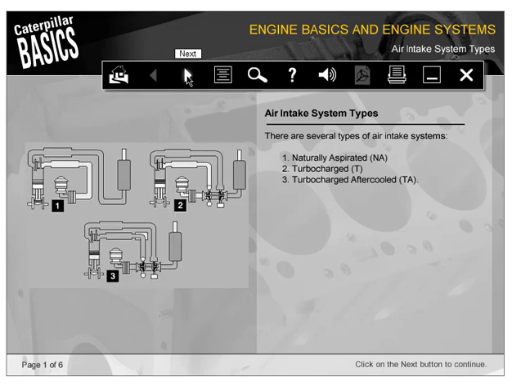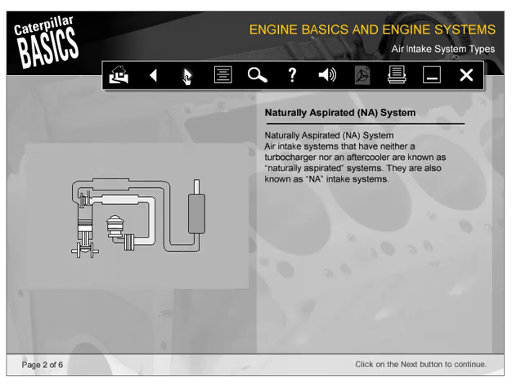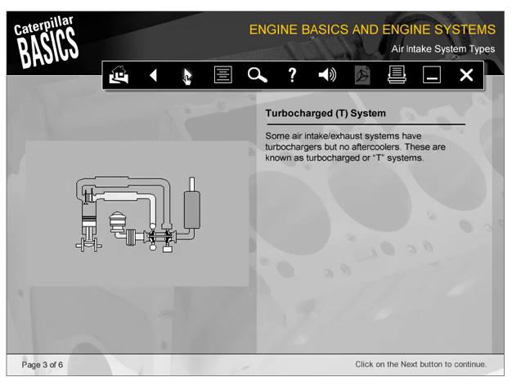There are several types of air intake systems: naturally aspirated, turbocharged, and turbocharged aftercooled. Air intake systems that have neither a turbocharger nor an aftercooler are known as naturally aspirated systems. Some air intake exhaust systems have turbochargers but no aftercoolers. These are known as turbocharged systems.